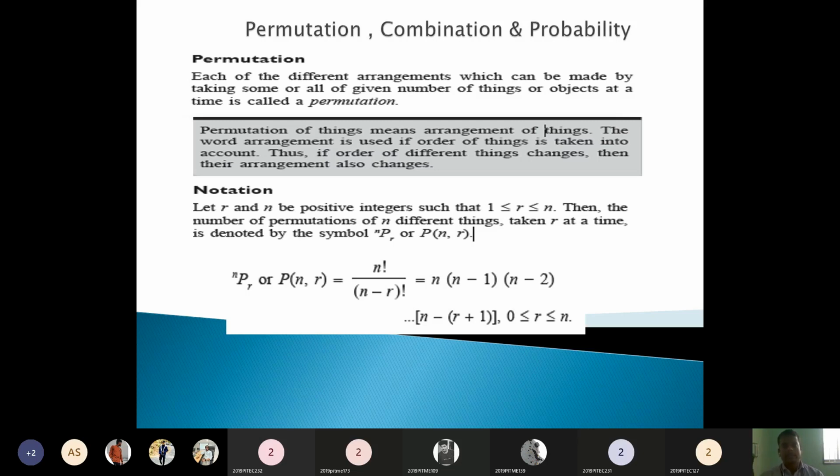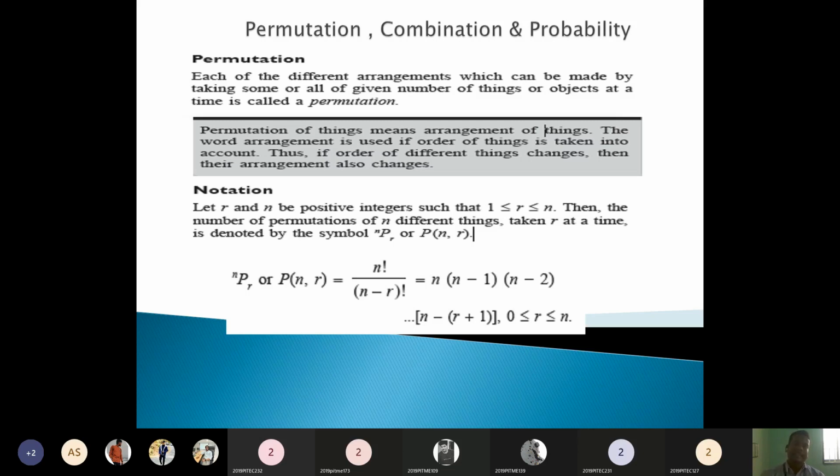AB is one arrangement, BA is another arrangement. So two. Next, AC, CA. So total four. Now, further BC and CB. So further two. So total six different permutations. Total six different permutations you can make.